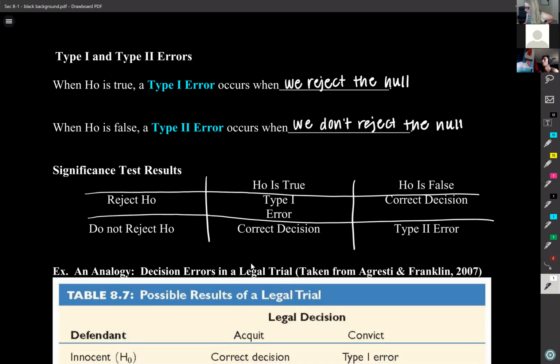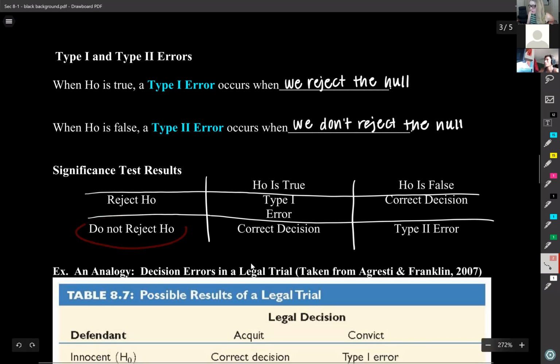So we have right here that when we reject the null hypothesis, but the null was actually true, that's what's called a type 1 error. And then here we reject the null hypothesis and the null was false. So that would be the correct decision because the null was false and we rejected it. Then below we have where the null was true and we didn't reject it. So that's great. That's the correct decision. But then we have where we didn't reject it and it was false. And that would be a type 2 error.